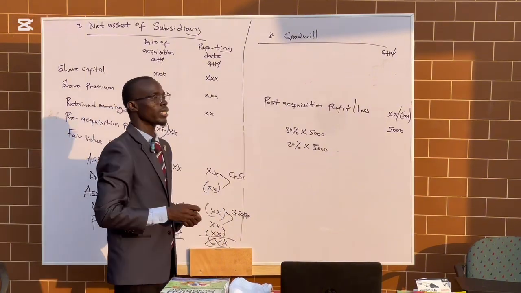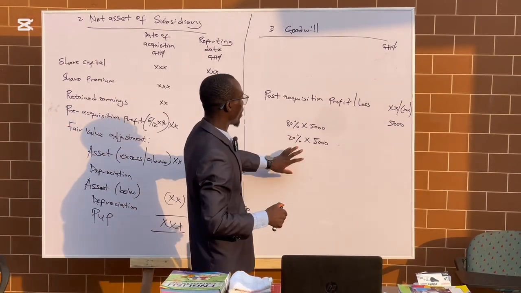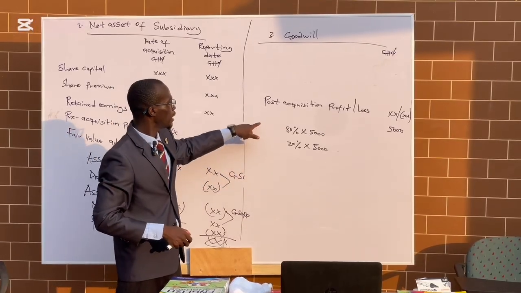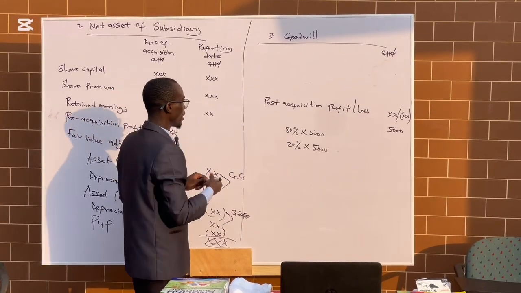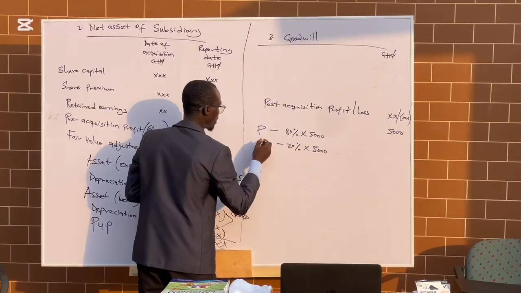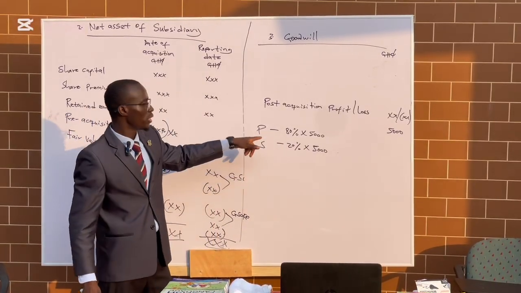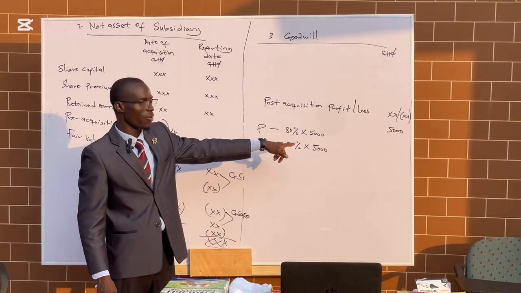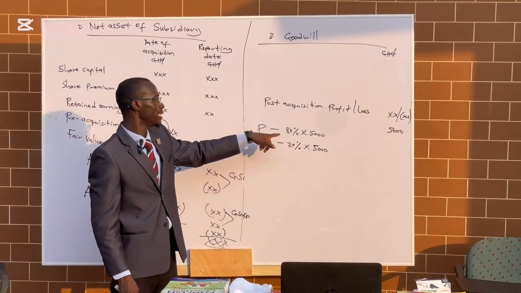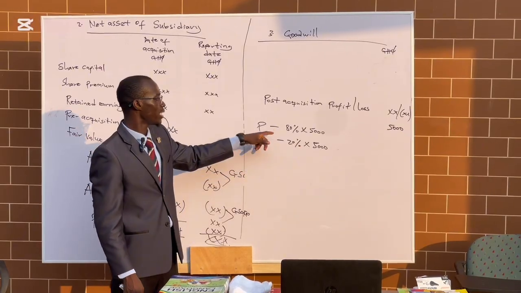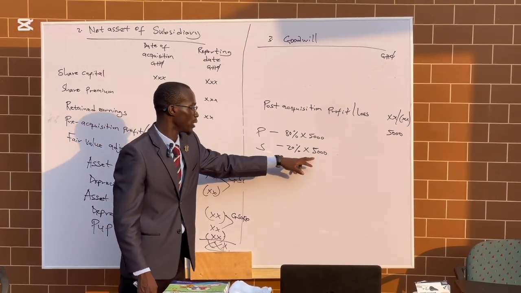So this is how you share your post-acquisition profit. This part is for the parent, and this part is for the subsidiary. When you are doing workings for the non-controlling interest at reporting date, this will be added to the NCI, because this is what the NCI has, the 20% of the 5,000.